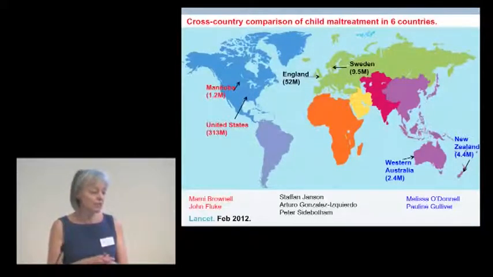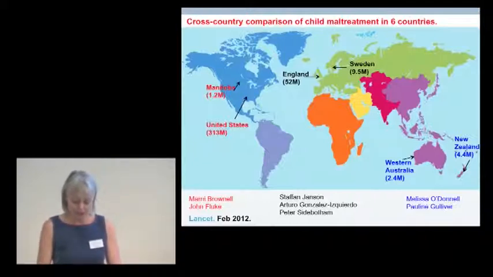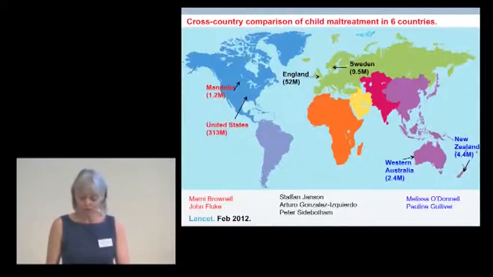So the first part is based on the six-country comparison of child maltreatment indices that's in your pack that was published in The Lancet last year. And here are the six countries, well, two of them are states actually: New Zealand, Western Australia, Sweden, England, Manitoba and the United States. These were chosen because some of the smaller countries are very, very good in terms of the amount of data they have.